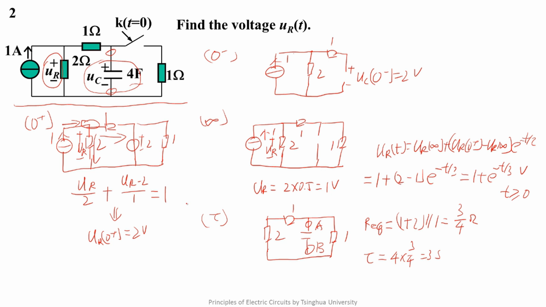Before the next exercise, let's do a summary. In order to solve the circuit, we draw 4 equivalent circuits, which are the 0- circuit, the 0+ circuit, the steady-state circuit, and a Thevenin equivalent circuit for solving tau. There are several notes for you. Firstly, all 4 circuits are resistive circuits. It's effective to use the node voltage method, loop current method, superposition theorem, Thevenin theorem, and other circuit analysis techniques. Secondly, we focus on any branch variables, the 0+ value after switching, the steady-state value, and the change speed.